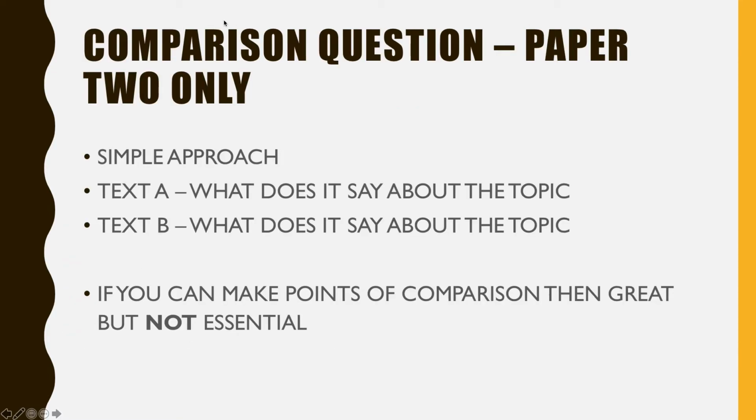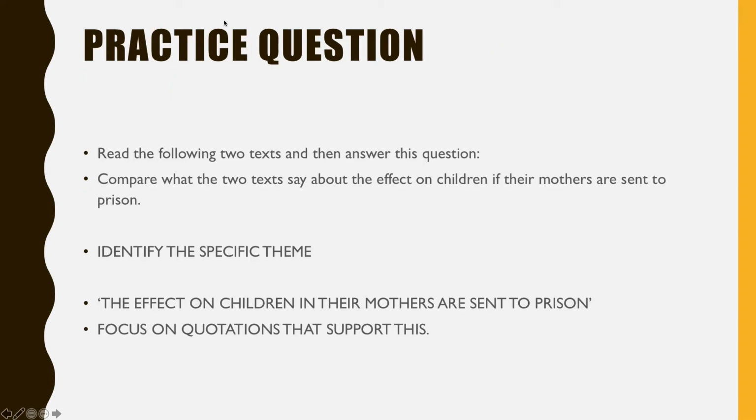So like I said, a very simple approach to take is, once you've identified the topic, flick through text A and say what does it say about the topic, and then look through text B, again, what does it say about the topic. If you can make points of comparison, it's great, but it's not essential. However, if you are aiming for a higher grade, more than a grade 4 or 5, then it would be useful to make some sort of point of comparison, some overall statement saying what's the same or what's different about both texts.